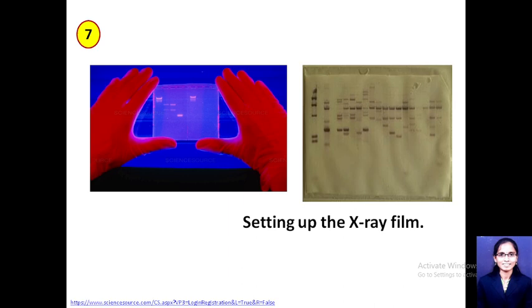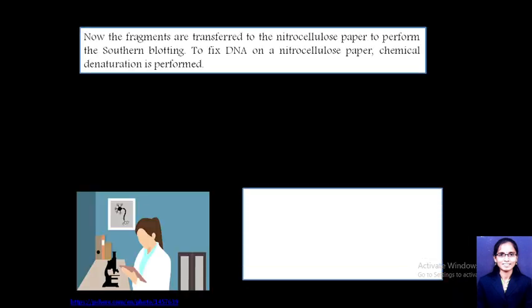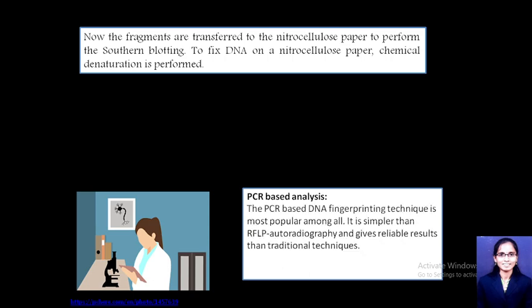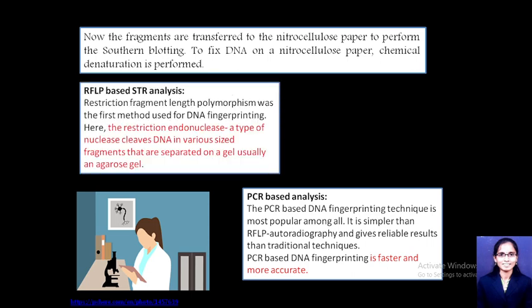After hybridization, I will take the X-ray film and expose it to the DNA fragments, so I will get this pattern. Definitely I will visualize these DNA bands and I will interpret the result. During interpretation, we can use different types of techniques. For the DNA fragments transferred onto the nitrocellulose membrane in Southern blotting, we can use two types of analysis. One is PCR based analysis and the second is RFLP based STR analysis.